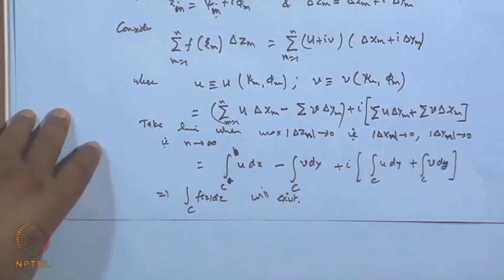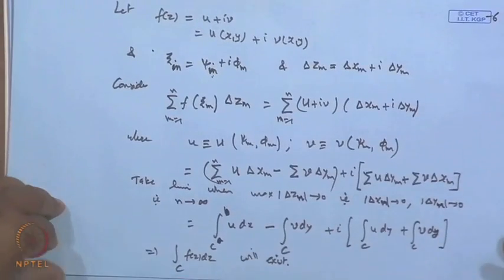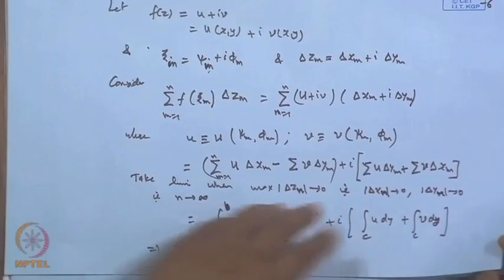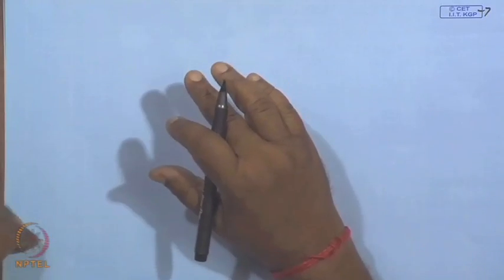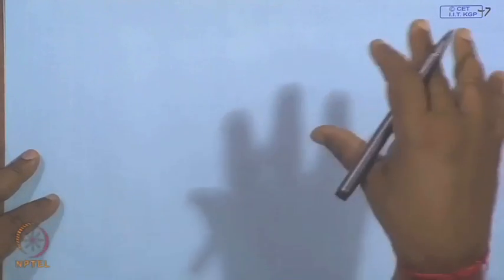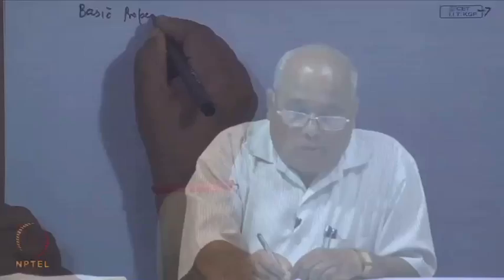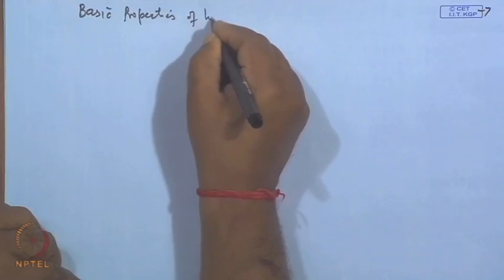Clear? That is one. Now, there are certain properties which this line integral enjoys, as we have in the case of a real variable. Like a definite integral, the sum of two definite integrals is the sum of their integrals, and a constant times one function's integral is the constant times the integral of the function f dx, and like this. Similarly, there are a few properties, which are the basic properties of line integral.